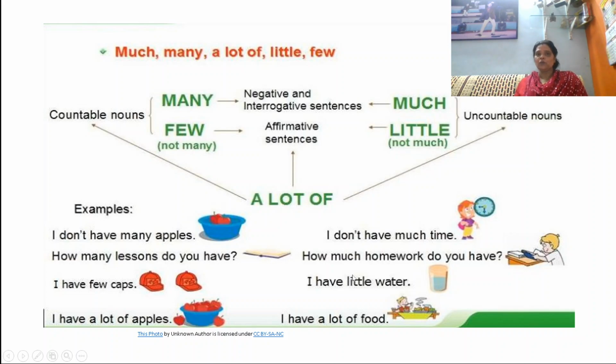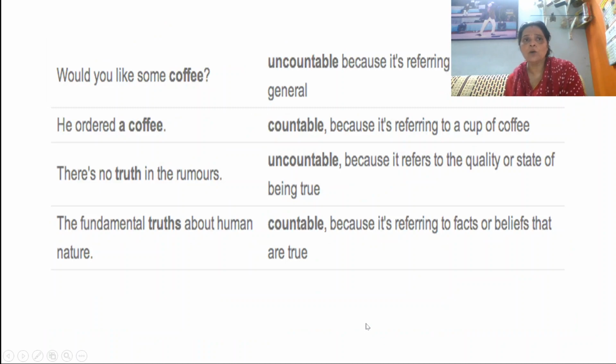So I think you understood how we are using these words, and how a lot of is used with both countable and uncountable. So how we are using? You can see the sentence and you can see the noun, which noun it is. Okay. Now giving more examples. Would you like some coffee? Here coffee is uncountable. Why? Because it is referring to the drink in general.